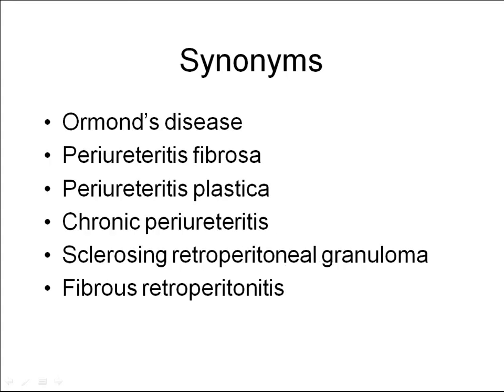He named the disease after himself, although that never really caught on. Other synonyms for the disease include periureteritis fibrosa, periureteritis plastica, chronic periureteritis, sclerosing retroperitoneal granuloma, and fibrous retroperitonitis.